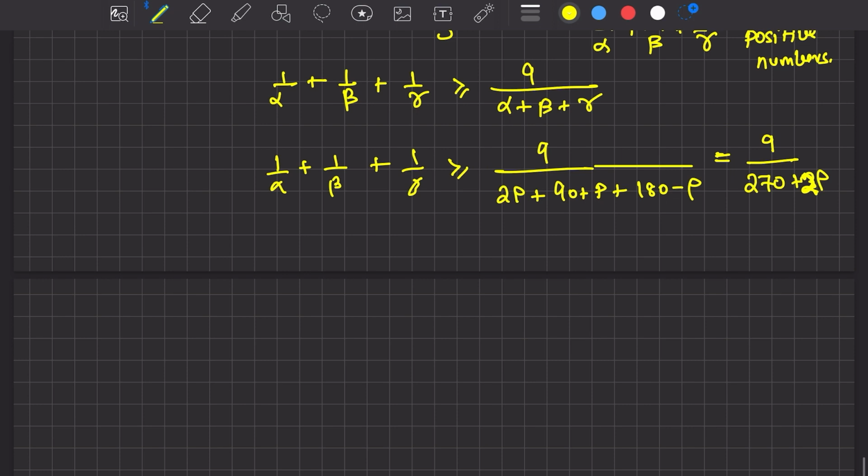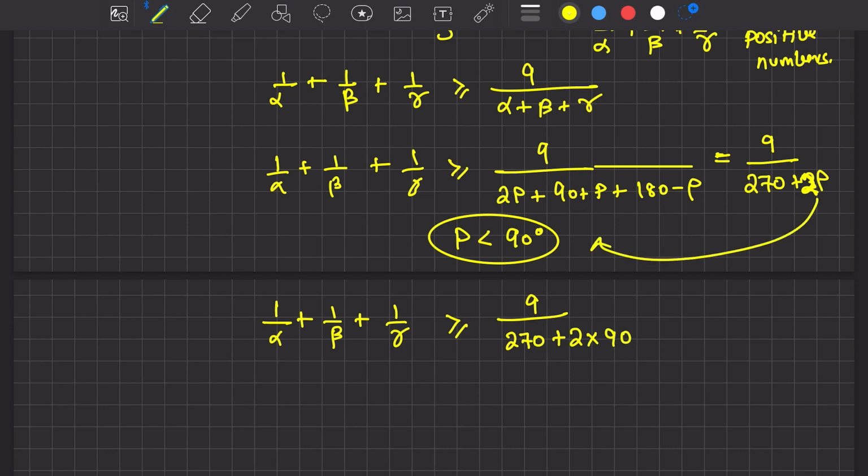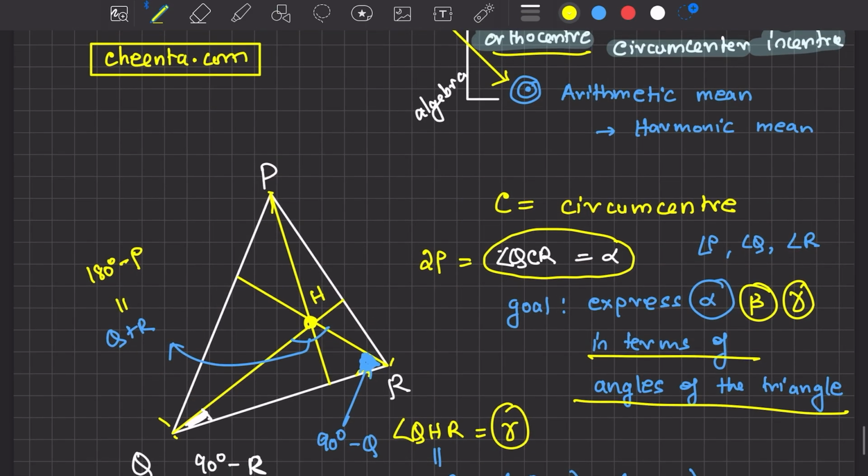So this is true, and we know that p is less than 90 because it's an acute angle triangle. So p itself is less than 90, or less than or equal to 90 if you want. Now you can replace p by 90 here and the inequality will still hold. It is greater than 9 over 270 plus 2 times 90. So I'm just replacing p by 90. Can you tell me in the comment why I can do that? This is one question that I have for the audience. And then you finally get this is equal to 1 over 45. So there you go. That's what you wanted to show.